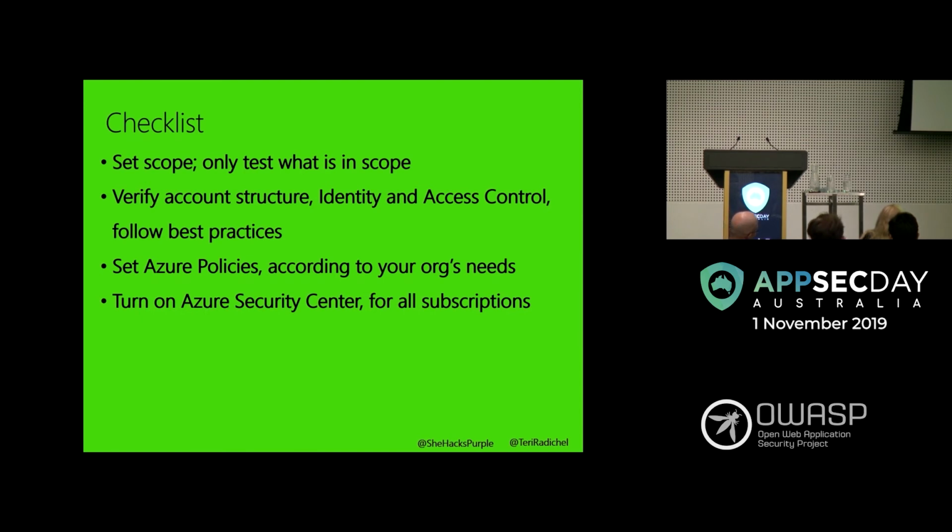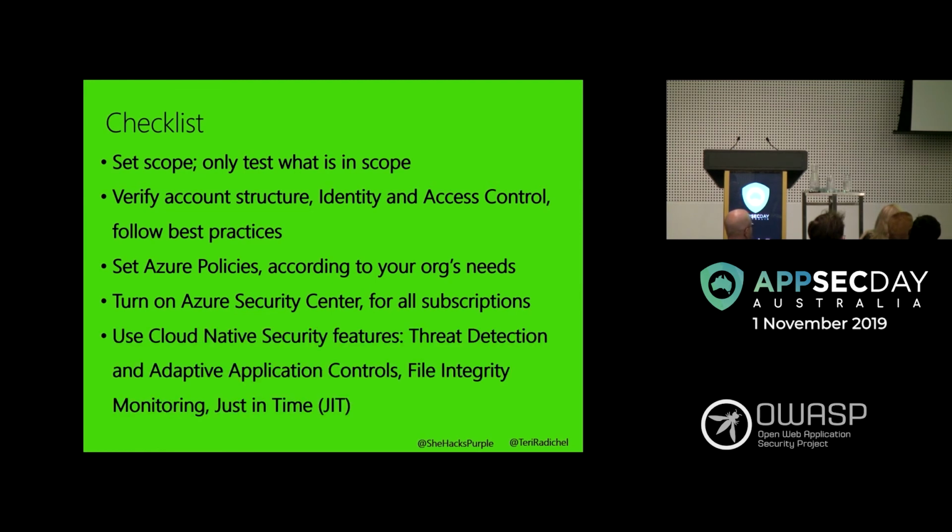For all your subscriptions, at least at the free level, you're already paying for it. So just turn it on. Use cloud-native security features. These are great. They're built in. You can also use third-party tools, but if you're not sure or you're just getting started, hey, turn these on. They're there. You don't have to open new network ports to use them. You don't have to do anything special. You just go in there and turn them on, and you can start using them right away.